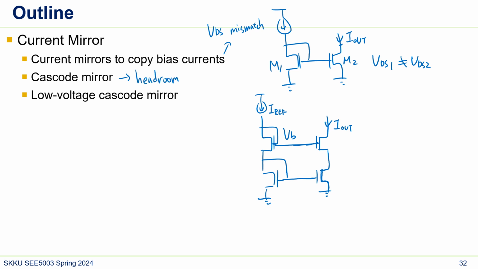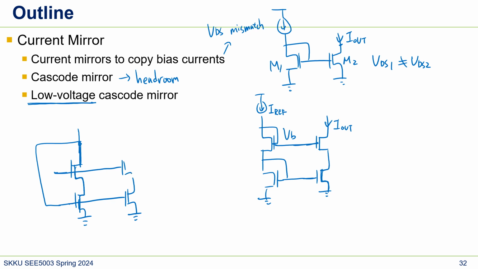So we discussed several circuits that can make a low voltage cascode mirror, and it basically looks like this, and it goes here and this. And here's Iout, and here is Iref, and here's VB, and then we use several circuits to generate this VB.